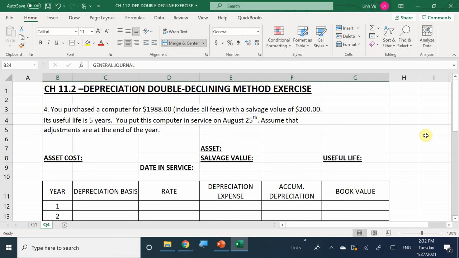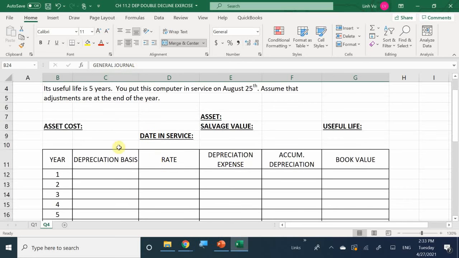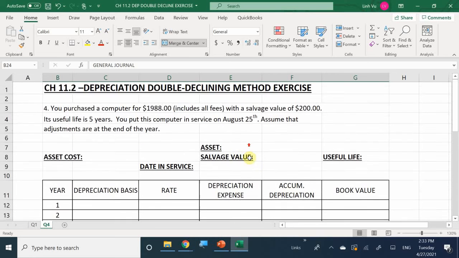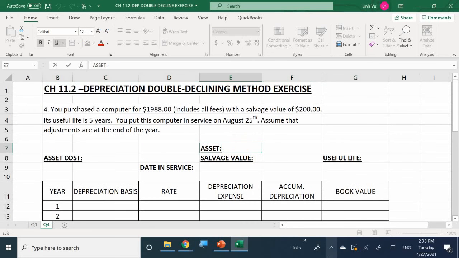And then it says you put this computer into service as of August 25th. Assume that depreciation is going to happen at the end of the year. So this is an example where I don't do years or I don't do months. It's the next one. So if I'm going to be doing this at the end of the year, and I place this asset into service as of August 25th, let's go ahead and fill in our little sections here.